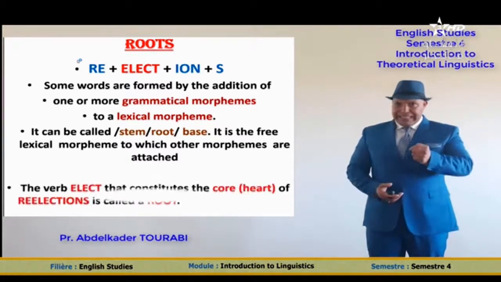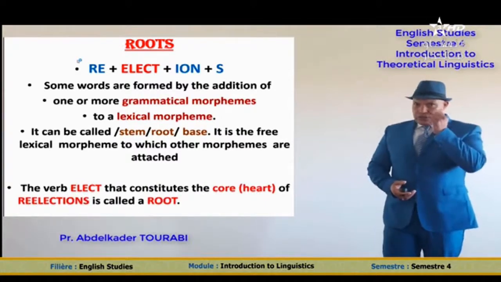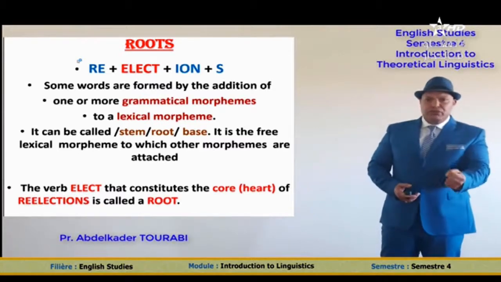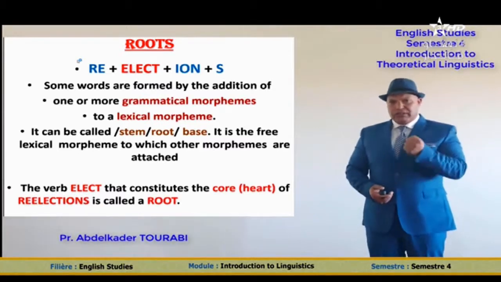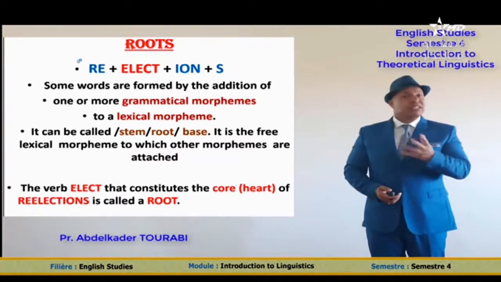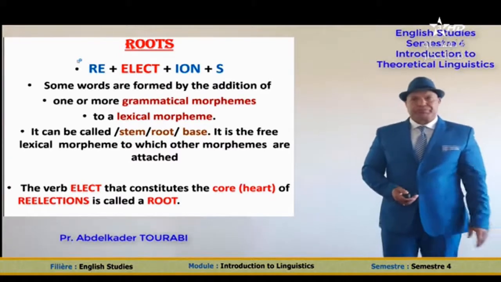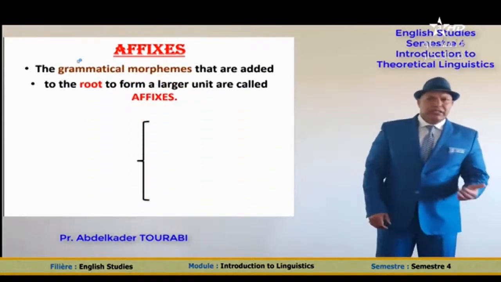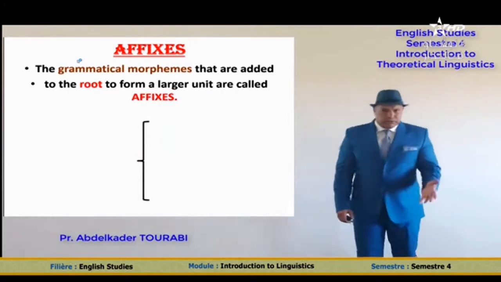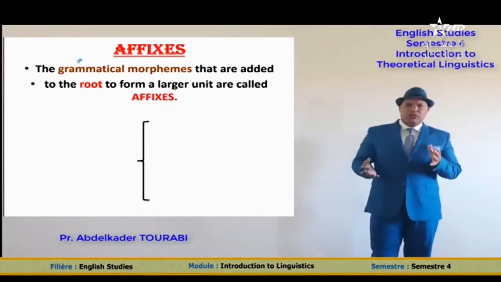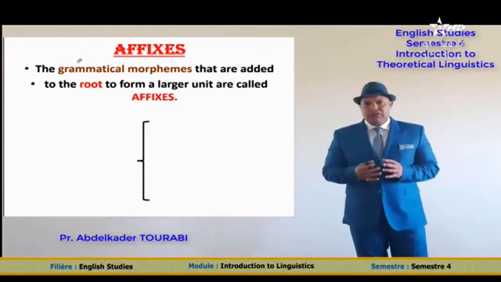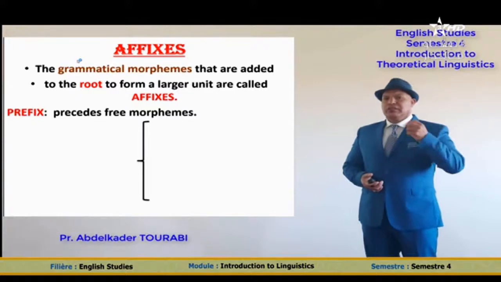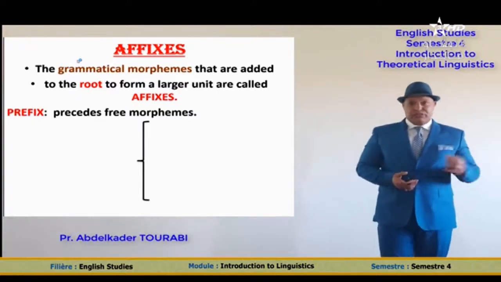So the verb, for example, elect, in the word re-elections, the verb elect constitutes the core or the heart of re-elections. So it is called root. Affixes. The grammatical morphemes that are added to the root to form larger units are called affixes. Those affixes can be prefixes, meaning the morphemes that precede the root morphemes.